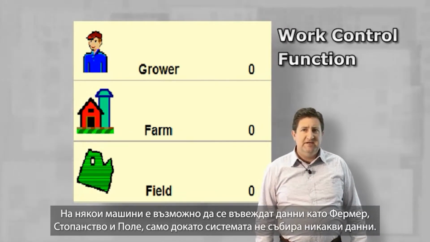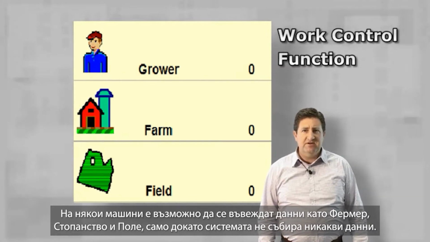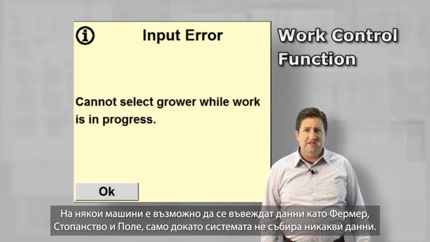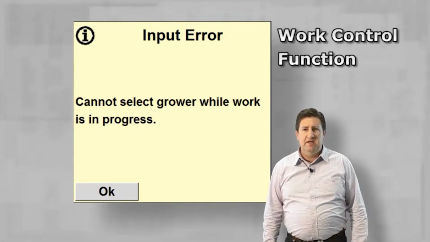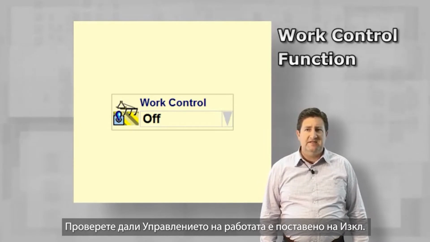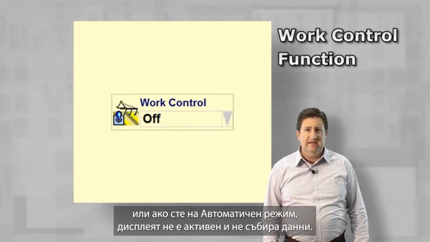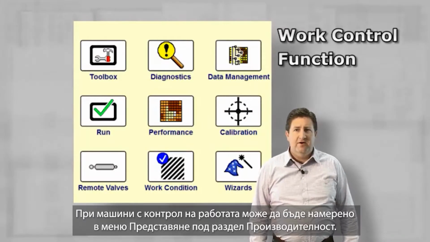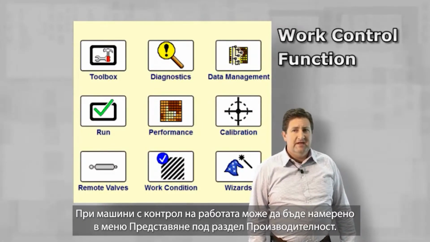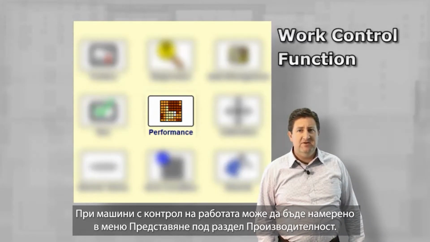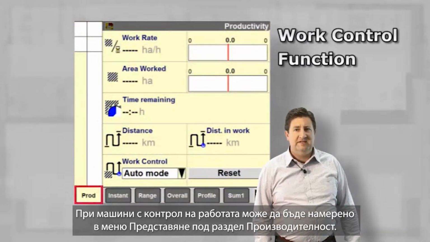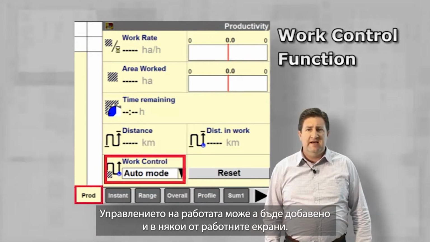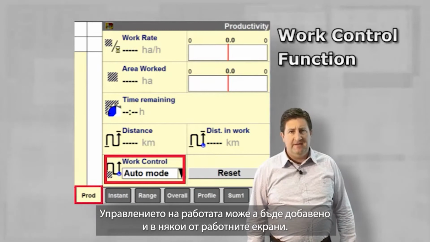On some machines, it is only possible to enter certain data like grower, farm and field while the system is not collecting any data. Check that the work control setting is off, or when in automatic that it is inactive and not collecting data. On machines with work control, it can be found in Performance menu and then under the Productivity tab. Work control can also be selected as a window on your run screen layout.